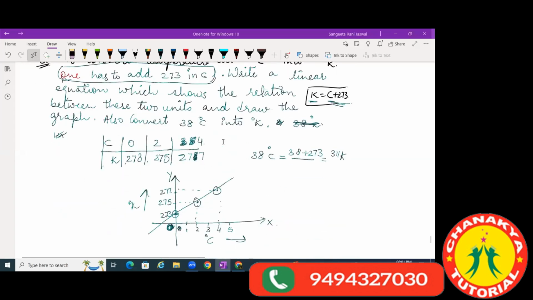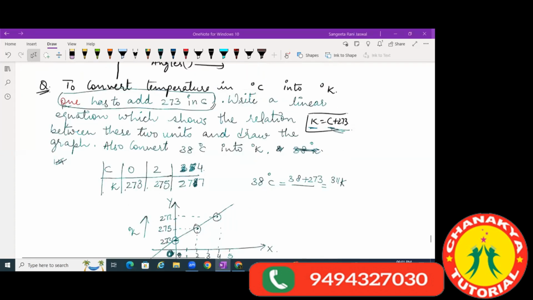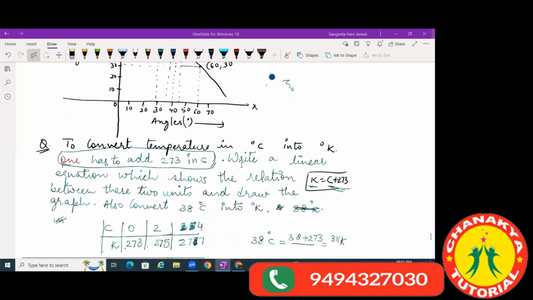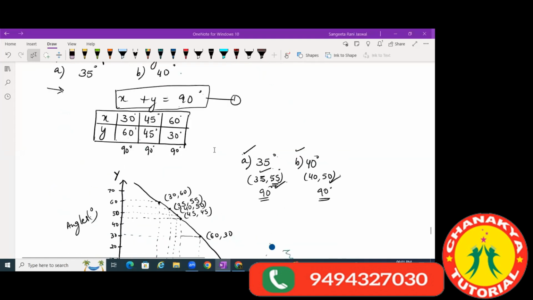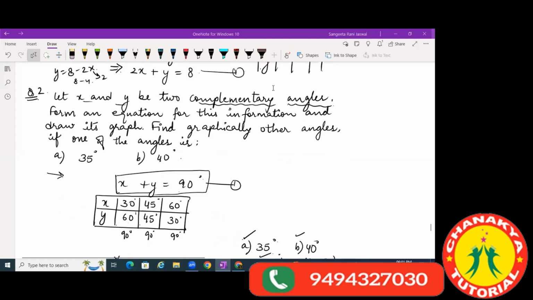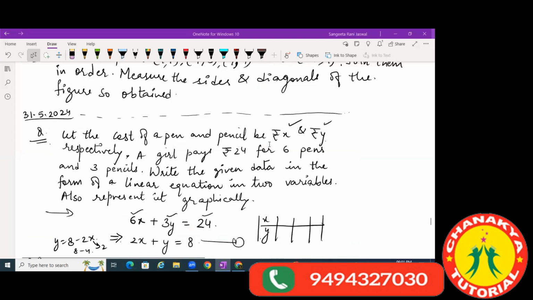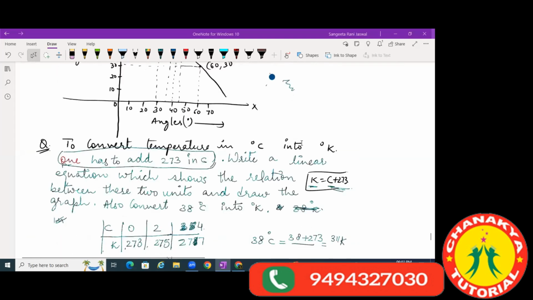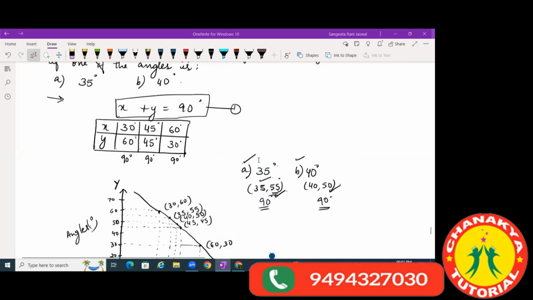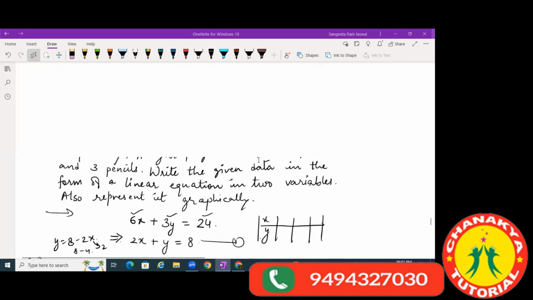This much for today. Any doubts? No, ma'am. So today we have done these types of questions about plotting, finding the points, and finding the equation. So read the question very carefully. You can try the complementary angle question with supplementary angle also. And degree Celsius Kelvin can also be worked with degree Celsius and degree Fahrenheit, because that relation is also very commonly asked.